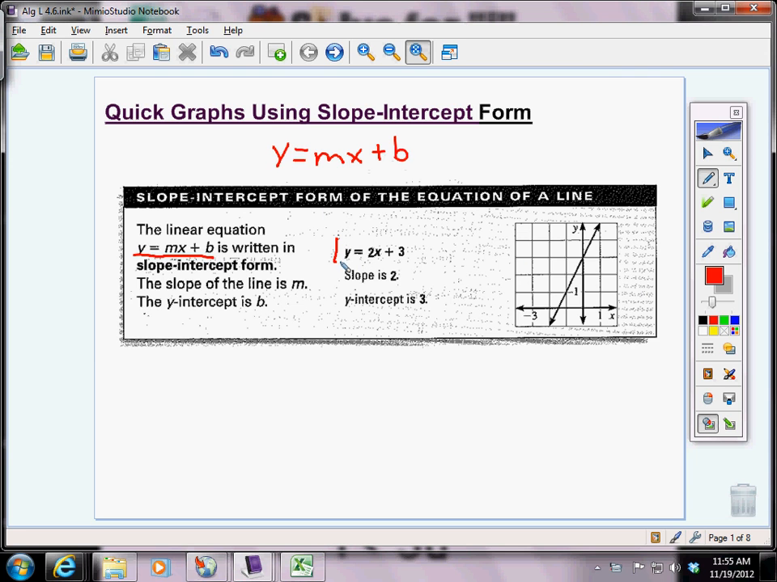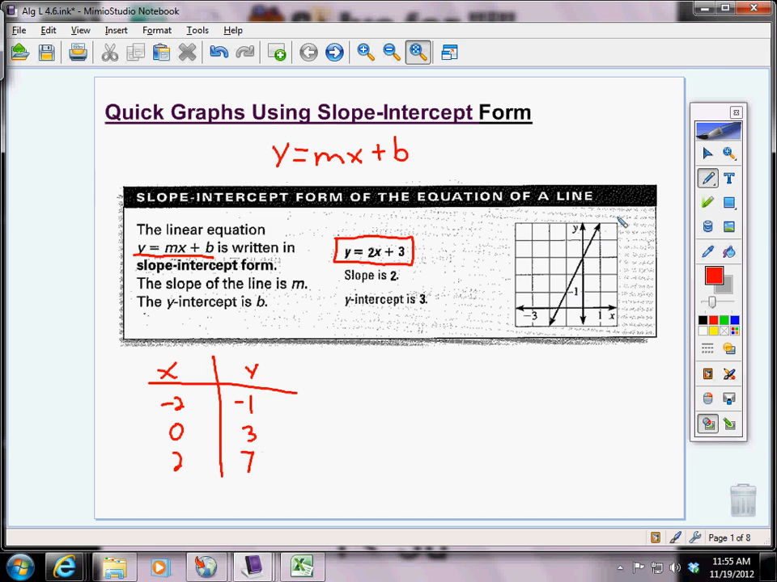Let's use this example: y equals 2x plus 3. If I wanted to make an input-output table to graph it, I would start maybe by putting -2 in, and I go 2 times -2, which is -4, plus 3, and I get -1. Maybe I put 0 in. 2 times 0 is 0 plus 3 is 3. And maybe put 2 in. 2 times 2 is 4 plus 3 is 7.